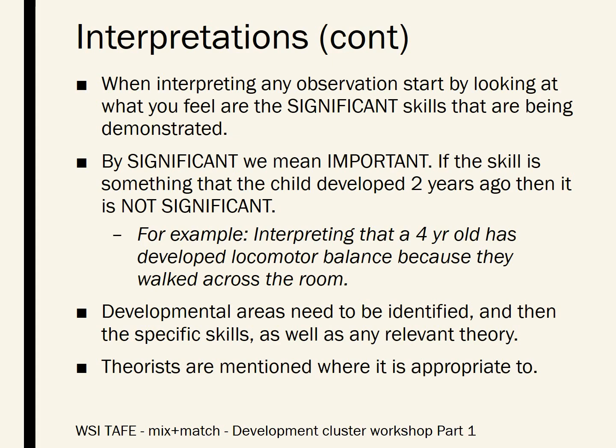Like I said before, we don't worry if the child is 4 and walking across a room, but we do if the child is 9 months old. One is significant, one is not. So find the significant skills that the child is doing in the observation and just underline them to start with. Then go back, look at what you've underlined and think, what area of development is that?